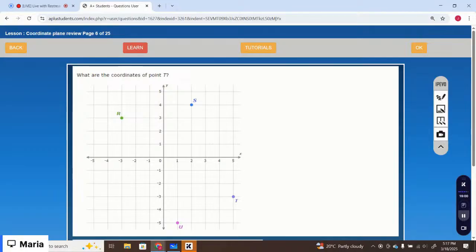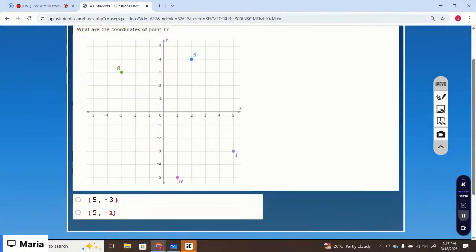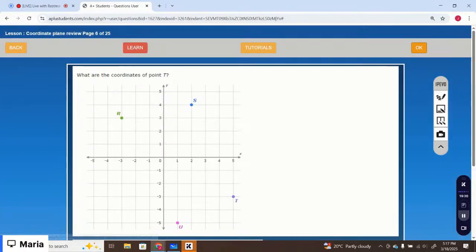What are the coordinates of the point T? So here is point T. Point T has the x coordinate 5 and y is -3. Option number 1 is the correct option. That is 5 and -3.